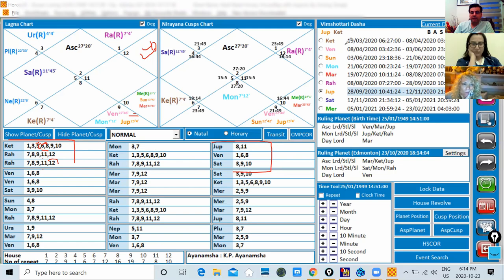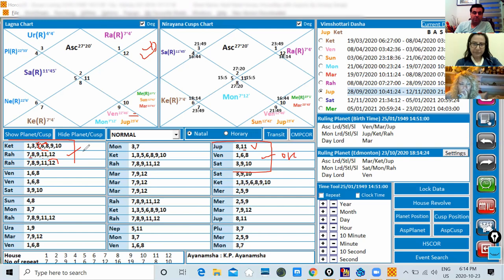So do you see inheritance coming her way during this period? Yes. Jupiter is showing yes, and Ketu is showing yes, right? See, the question changed. The same person asked you, what about my career? You said you are going through an okay period.